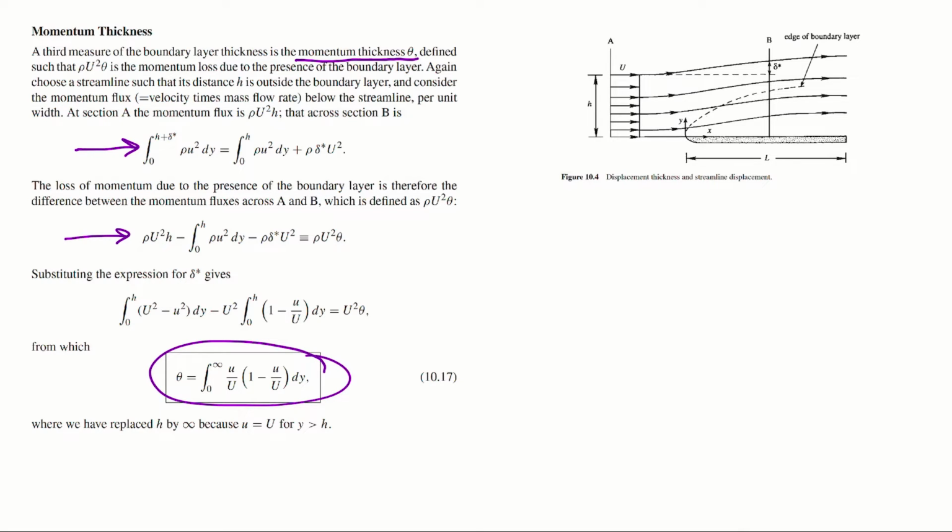Okay, so basically just three different ways of measuring the thickness of a boundary layer, by looking at different ways it influences the flow at a certain distance away from a surface. All right.